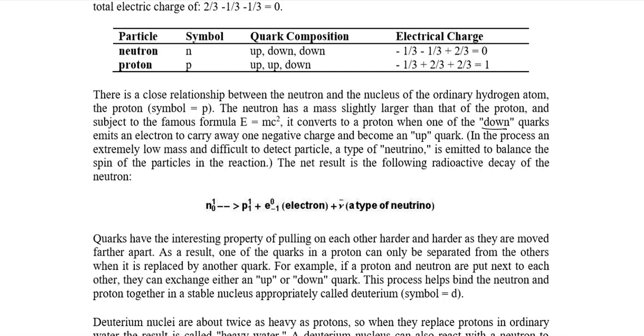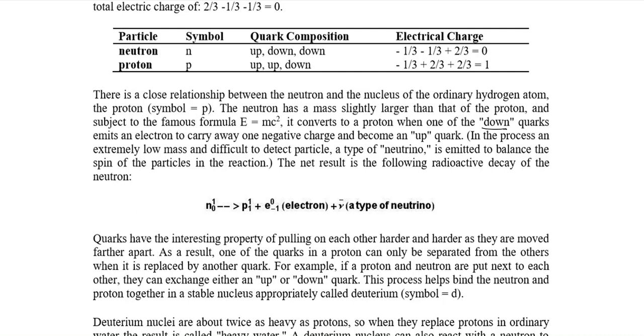Quarks have some interesting properties. When you are pulling them apart, they get closer, harder and harder. So as a result, one quark in a proton can only be separated from the other when it is replaced by another quark. For example, if a proton and neutron are put next to each other, they can exchange either the up quark or the down quark.